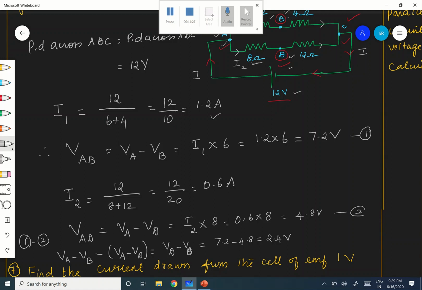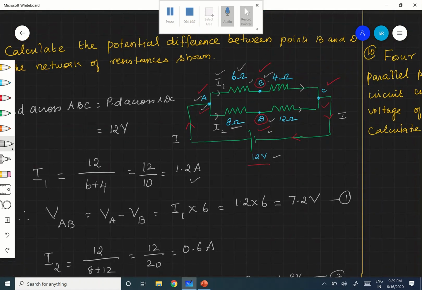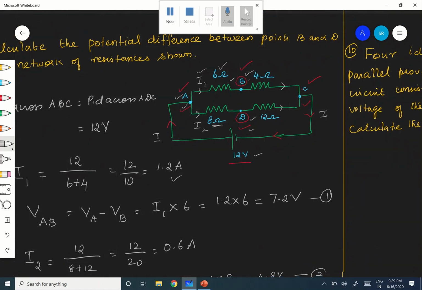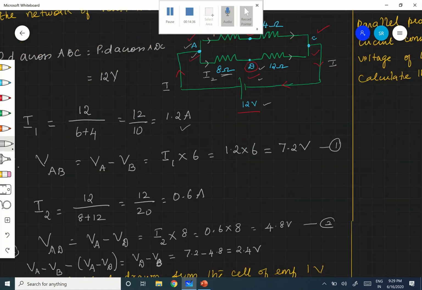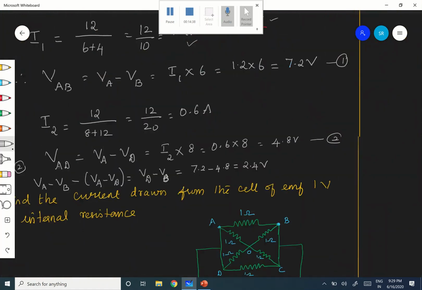But what you want is between B and D. VBD you want, because the question asks you to find the potential difference between the points B and D. So, I want VBD. Are you following? Therefore, what is VBD? VBD is equal to VB minus VD. That is nothing but minus 2.4 volts.